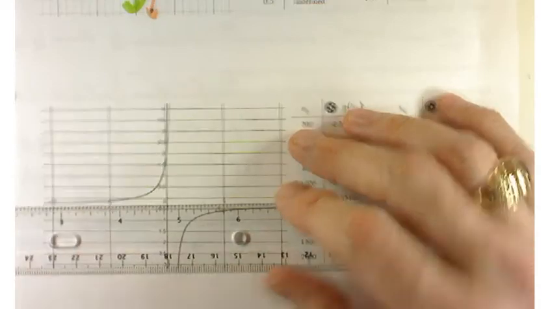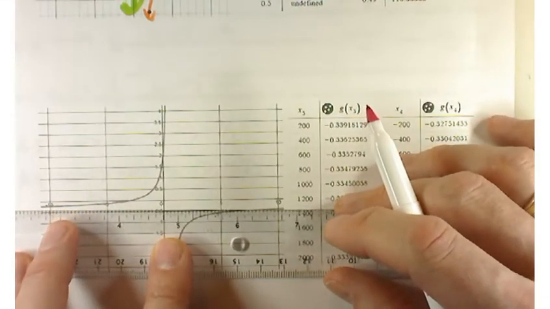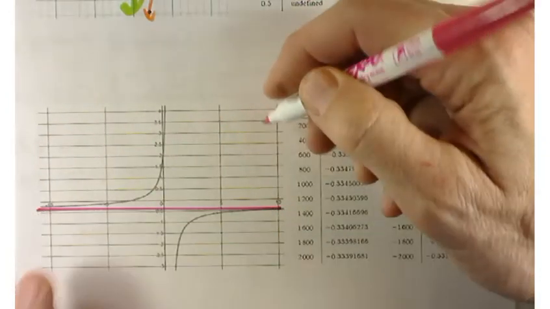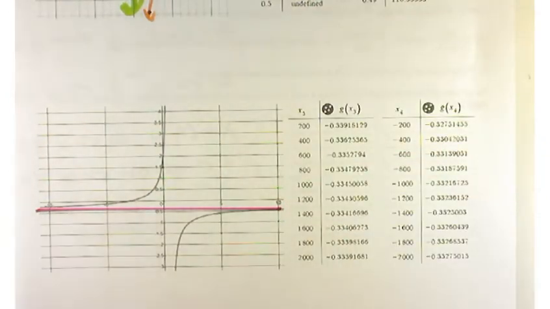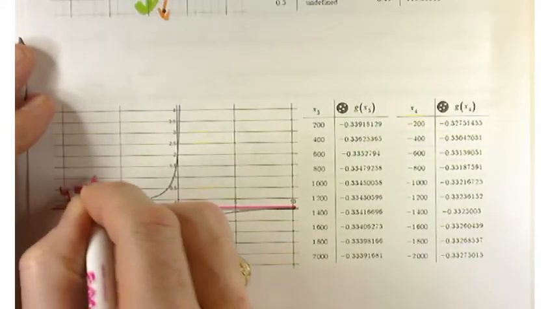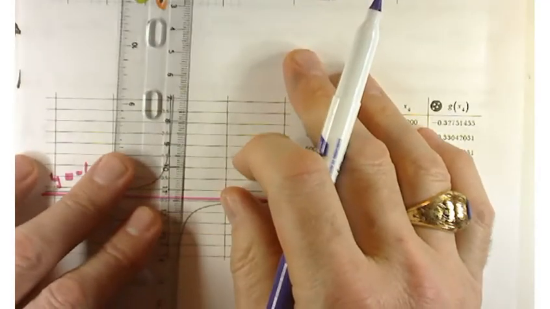And where did it settle down to? It settled down to about negative 1/3. So that's your horizontal asymptote. So we have 2 asymptotes for this graph. We have y equals negative 1/3 and x equals positive 1/2. Those are the 2 asymptotes for this graph.